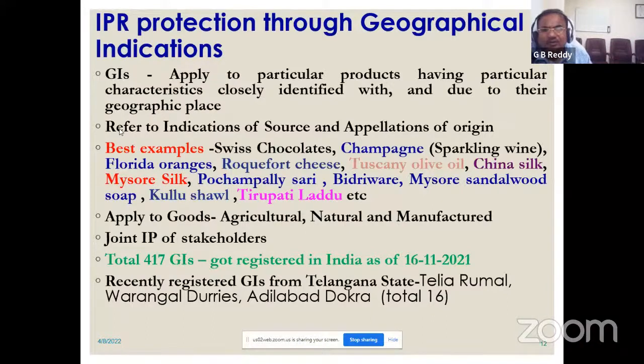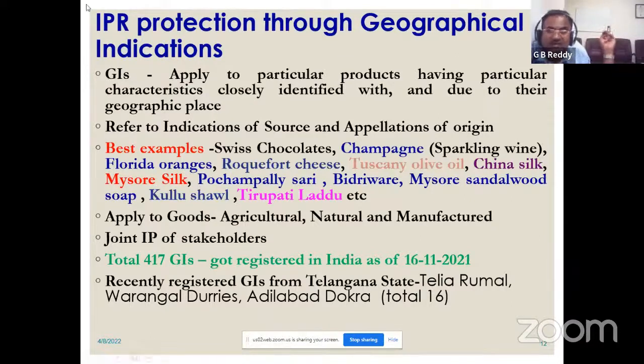Sometime in 2004 or 5, Pochampalli Ikat was registered as a GI. That's in the Pochampalli village of Nalgonda district. Only 30 or 31 families of Pochampalli village, Bhoodan Pochampalli village, these weavers alone got that protection. They have the right to use this Pochampalli GI. If anyone wants to transfer it, they cannot, because it is collectively owned. It can only be inherited, but it cannot be transferred.